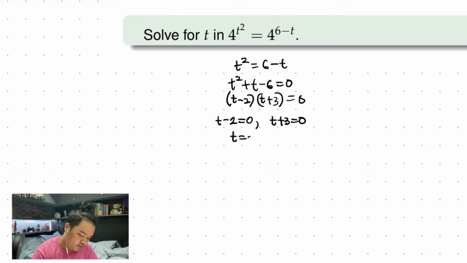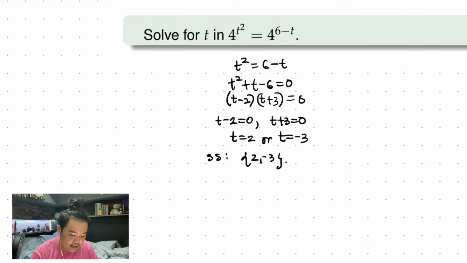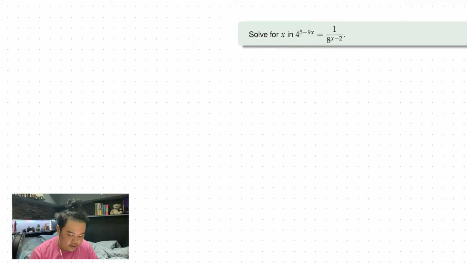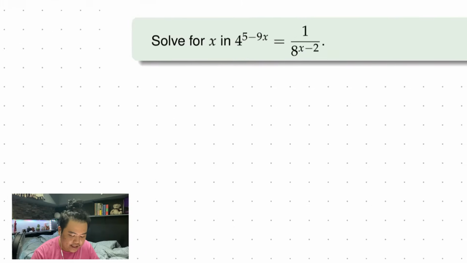So t is 2, or t is negative 3. So the solution set, and you can actually check your answers by plugging in this 2 to the equation. In another example, let us solve for x.